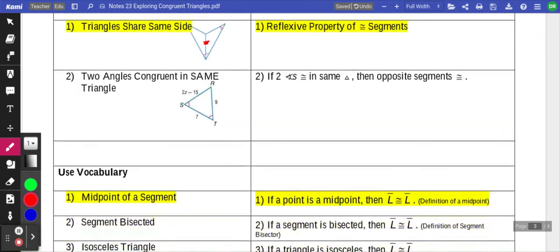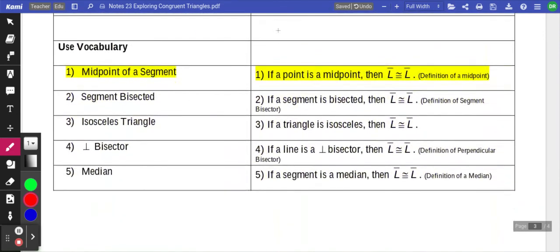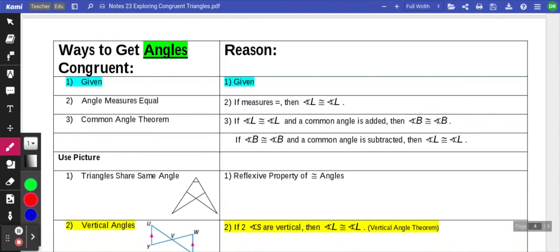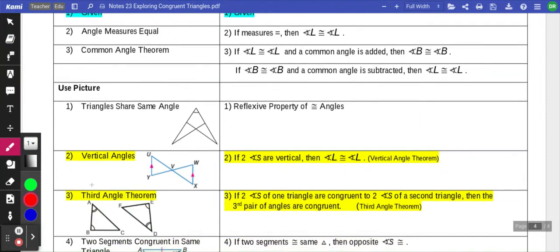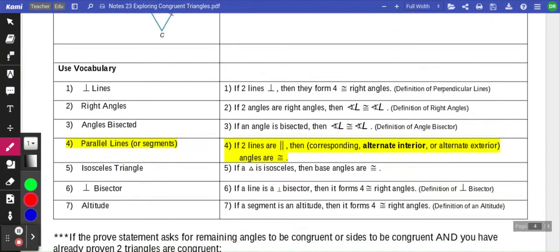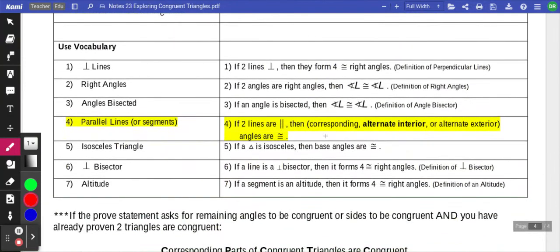Also down here, we should know that midpoints split a segment in half. And so we'll have two equal halves if we get that word. A bisector, same deal. And then if you're working with angles, one, check your given information. Look for vertical angles today. Look for that third angle theorem. And then also look for parallel lines. Those alternate interior angles are most common. We could technically use corresponding angles in some cases and alternate exterior, but the alternate interior are going to be most common to us.